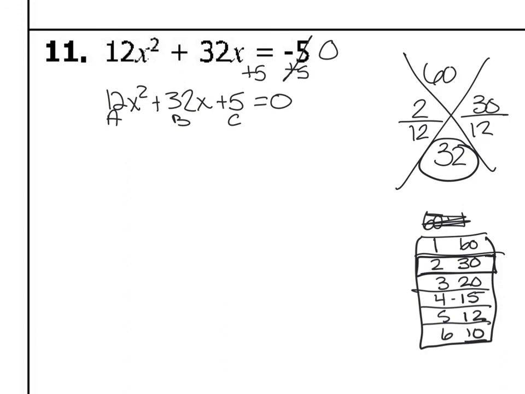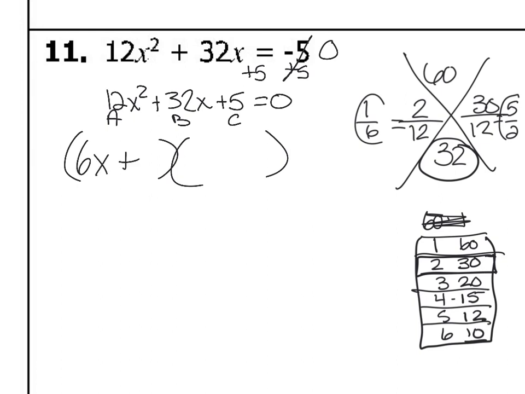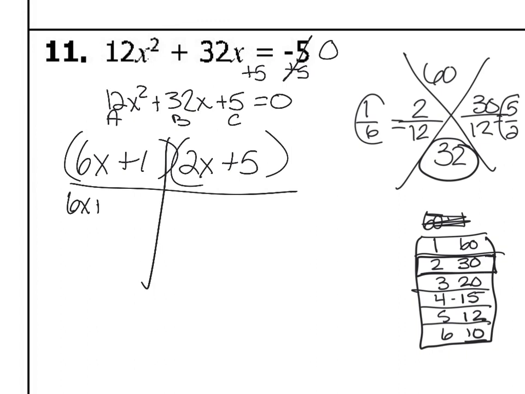So let's reduce our fractions. This would be 1/6, and this would end up being 5 over 2. 6 will go into 30 5 times. 6 will go into 12 2 times. So our binomials are going to be 6x plus 1 and 2x plus 5. So we're going to set them to 0 and solve. So 6x equals -1. So x equals -1/6.